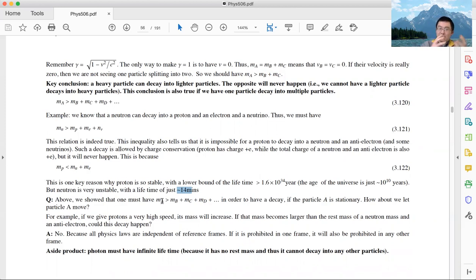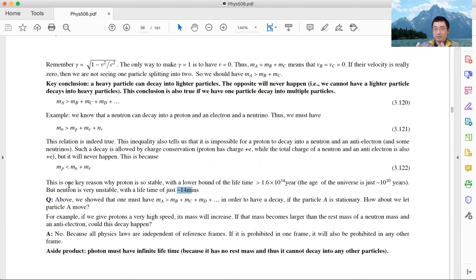So how about we let particle A move? For example, if we let particle A move at very high speed, then the mass of this particle A will increase. We know when a particle moves faster and faster, the mass becomes bigger and bigger. Say, for example, we get a proton. This proton itself, if it's not moving, is lighter than neutron. But if we accelerate this proton, if we increase its speed to very close to the speed of light, then because of the gamma factor, this proton will have a huge mass.